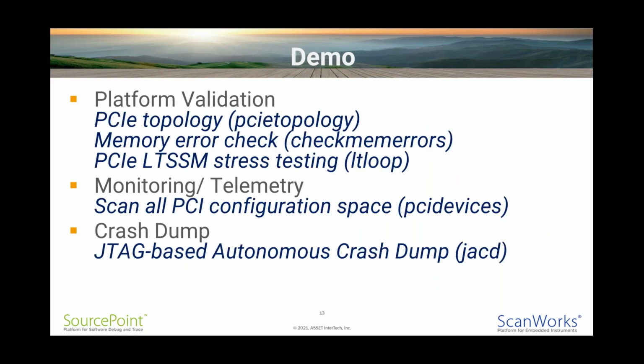All right, so the demo. We're going to jump into the demo now, and the essence of this demo is, for the three use cases that I talked about, I've got a total of five Intel C scripts to run: PCI topology, check members, the LT loop, as well as PCI devices, and a JTAG-based autonomous crash dump. In the demo, we're going to run the C scripts initially via SED, so there's no hardware probe in the picture. It's just a direct Ethernet connection from the remote host into the BMC.